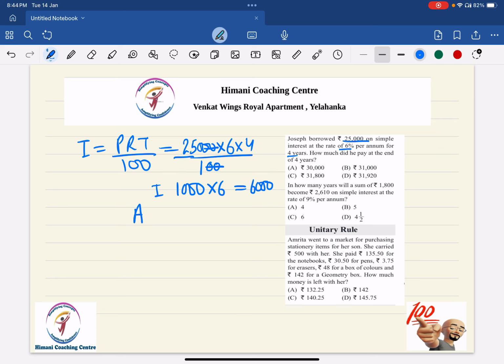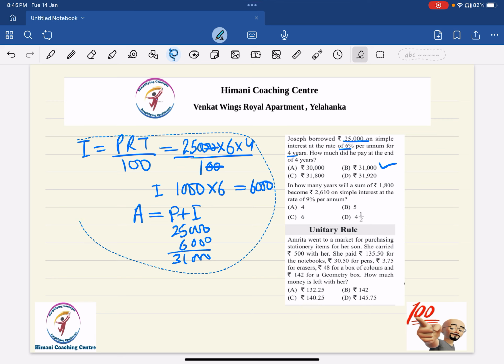So at the end, Joseph has to pay what? Principal plus interest, which is 25,000 plus 6,000, and the answer would be 31,000. Students, that is how we will get the answer. 31,000 is the answer for this particular question. Now let us move to the next question.